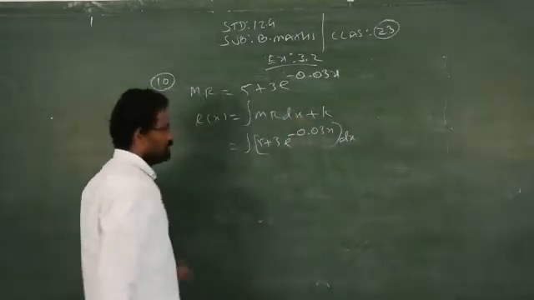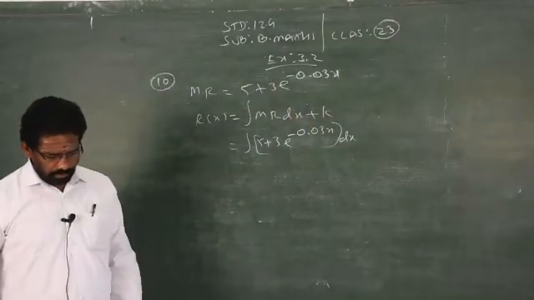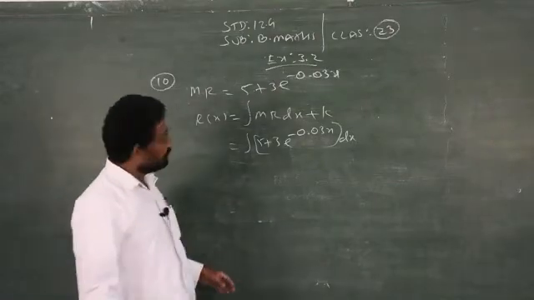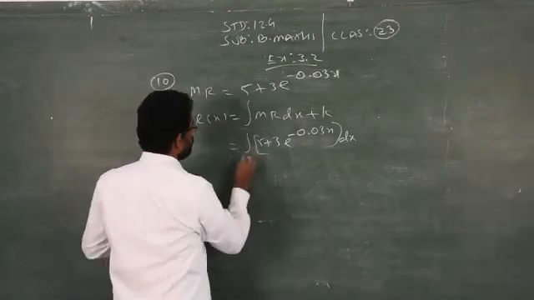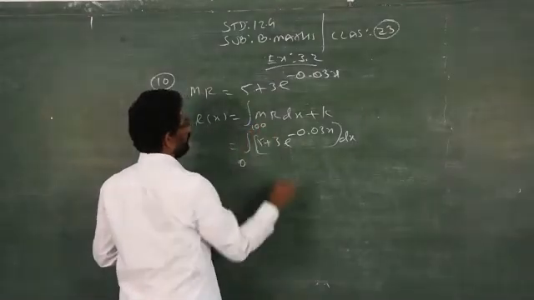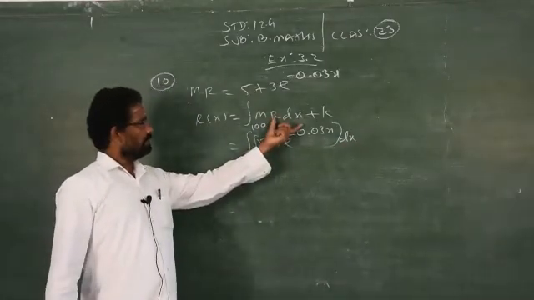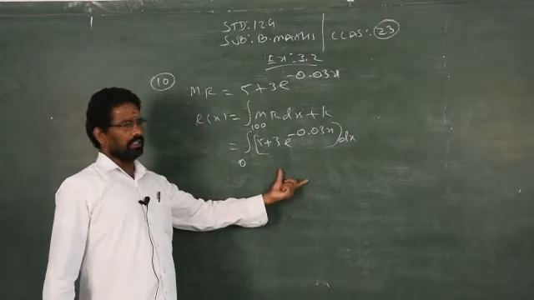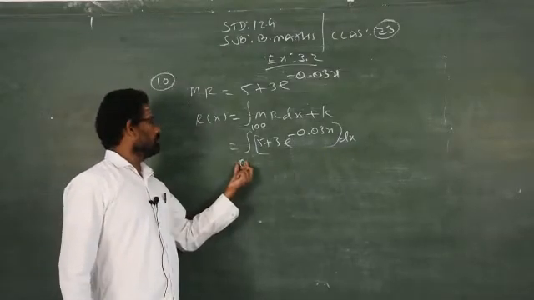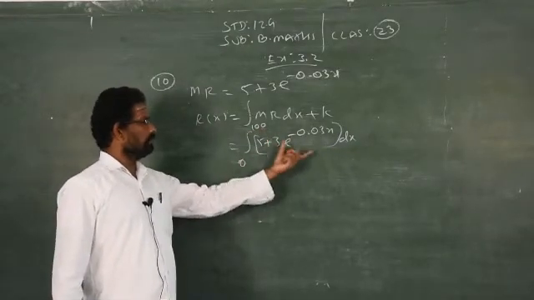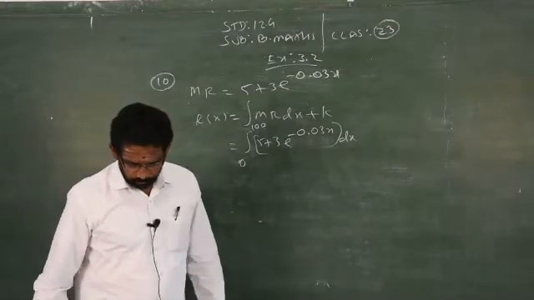Whether you have to use plus k or not, see it is given, find the total revenue from the sales of 100 units, that is 0 to 100. Don't write plus k. This general formula, just now I said, when you will use definite and indefinite: when the limit for x is given, you have to go for this process. Clear?